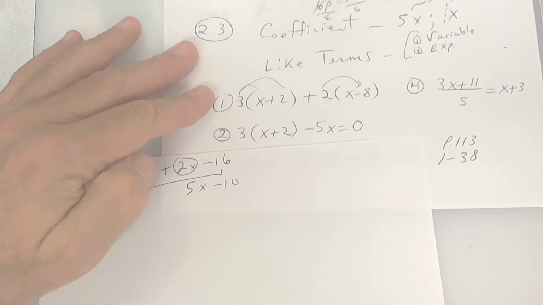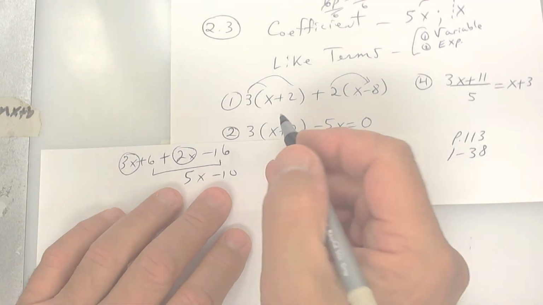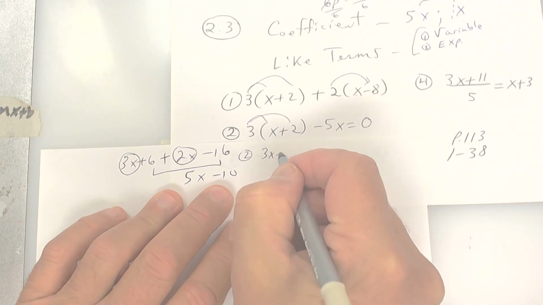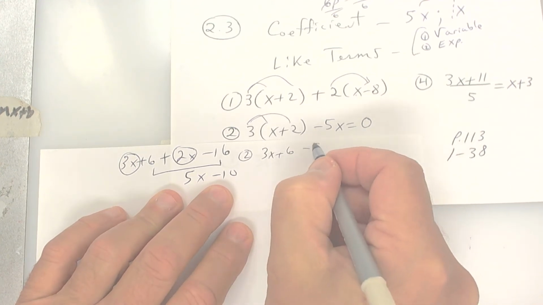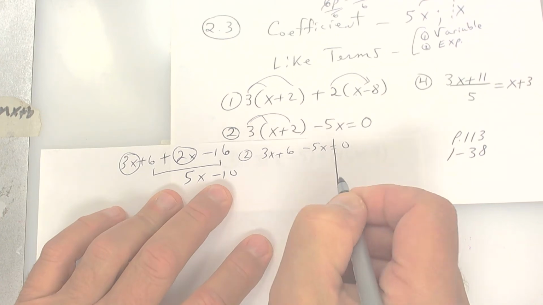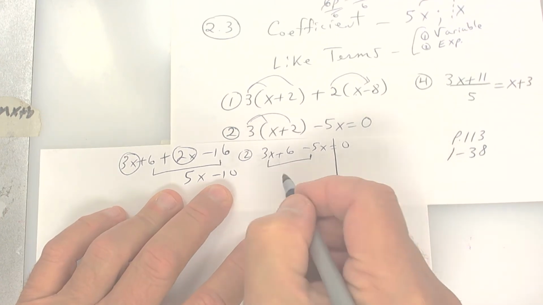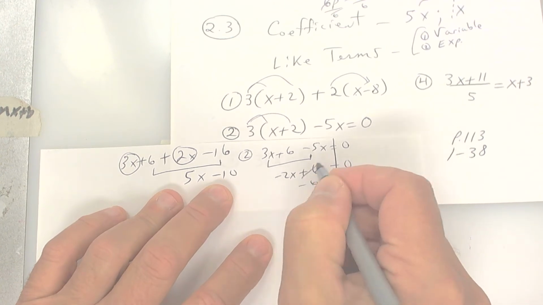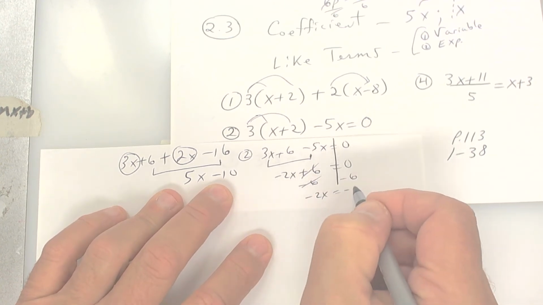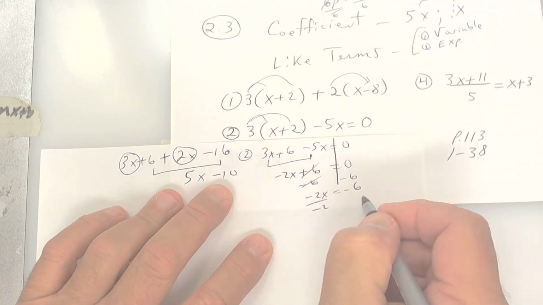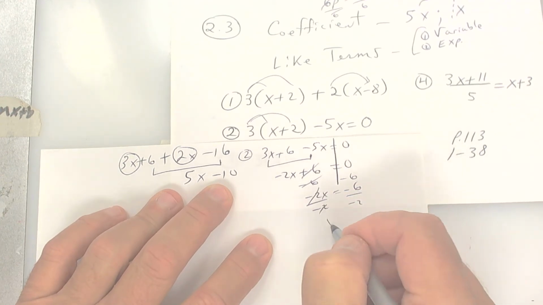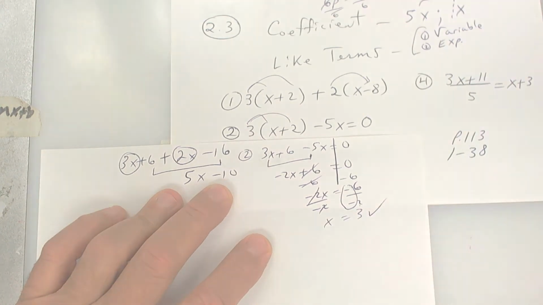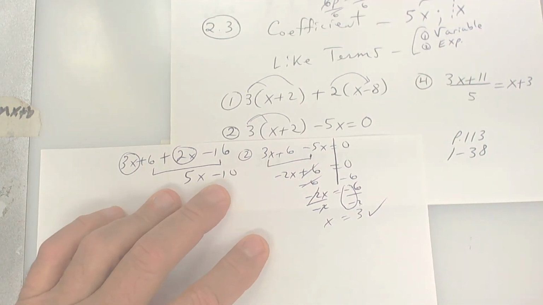Number 2. Number 2 is an equation. Okay, so you're going to get 3x plus 6 minus 5x equals 0. Draw a line. These are like terms, so that's a negative 2x plus 6 equals 0. I want to subtract 6 and get negative 2x equals a negative 6, and then divide by negative 2. So what you're going to have is a double negative. 6 divided by 2 is 3, and you're done. Make sure you understand that.